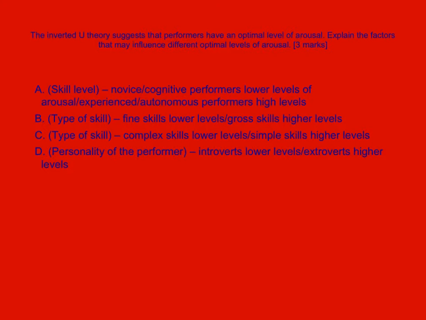So you can see that this question links the inverted U theory to optimal levels of arousal, and that it actually says different optimal levels of arousal. So what the question's done there, it's linked the 2 theories. It hasn't mentioned the individual zone, but you can see that the answers we're getting here for skill levels, the types of skill and the personality are the different factors that affect where your optimal level of arousal is. So sometimes you've got to take information into a slightly different question depending on how the question is being asked.